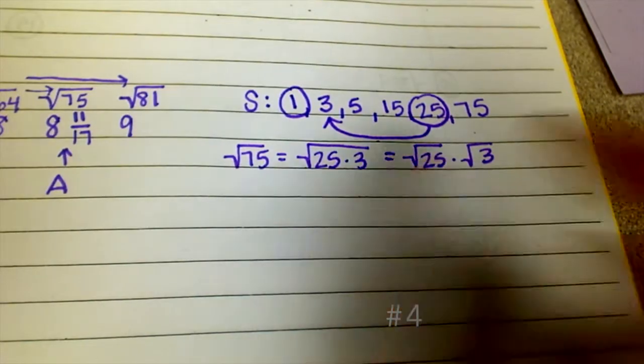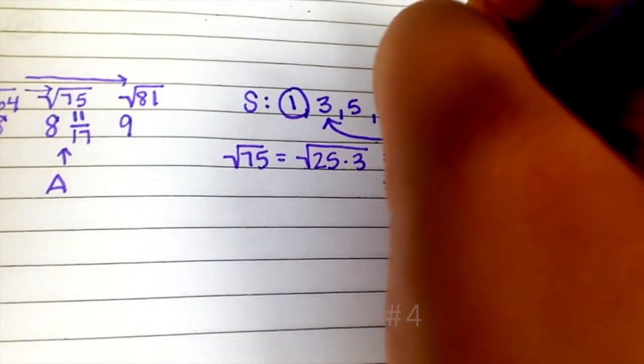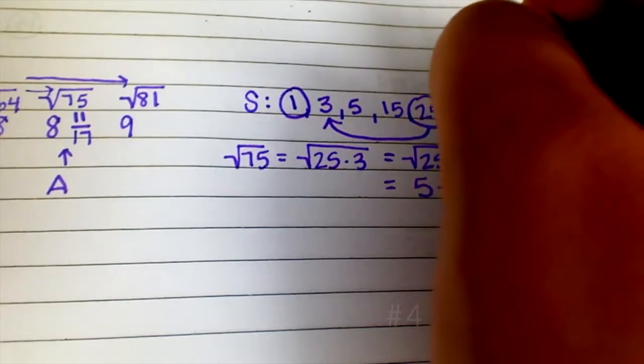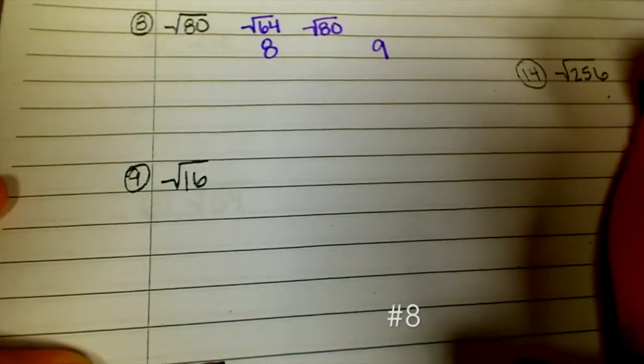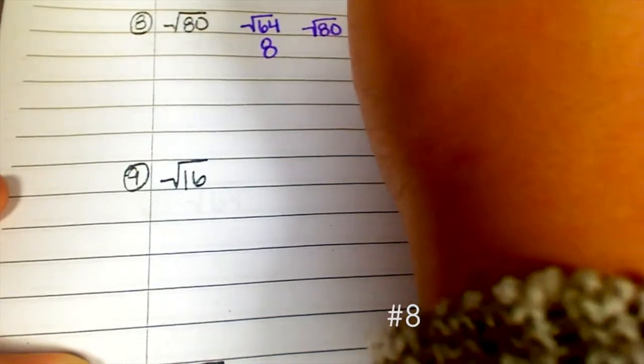What is the square root of 25? 5. So 5 times the square root of 3 is our answer. Now the square root of 80. What is a perfect square below the square root of 80? Okay, so we get 64, which is, what is the square root of 64? 8. We have the square root of 80. And then we're going to have 9. What is 9 squared? 81, so this is the square root of 81.